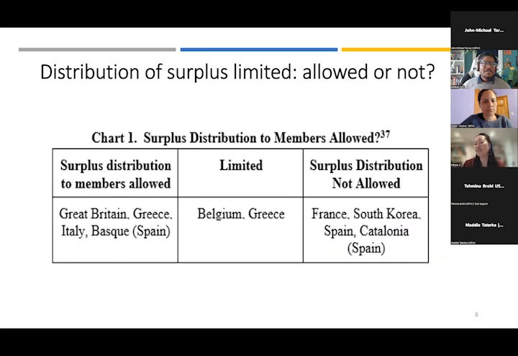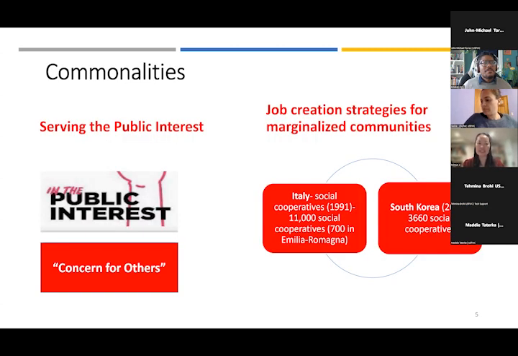But each country is different, right? Some countries allow distribution, some don't. For example, in South Korea surplus distribution is not allowed, along with France, Spain, and Catalonia. So each model can be different. However, the commonality, as I said, is that all of these social cooperatives deal with poor folks and marginalized communities. If your members are coming from those marginalized communities, perhaps you are part of that social cooperative.